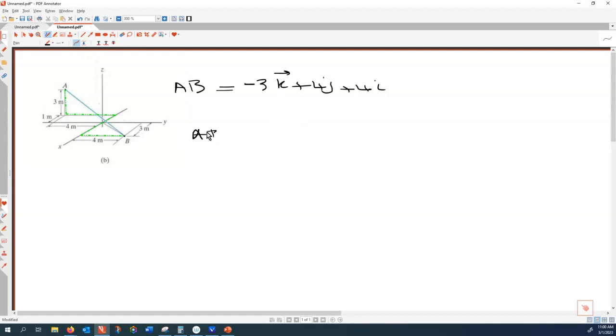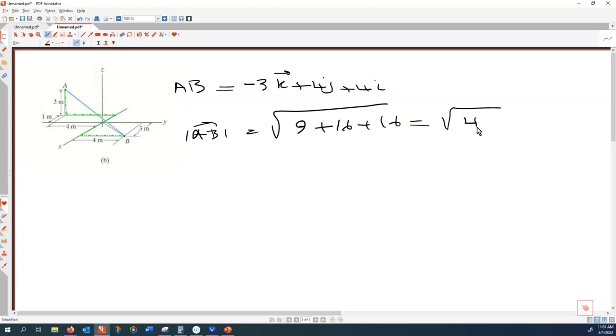So that is the magnitude of AB. That is 9 plus 16 plus 16, which is root 41. Okay, so the unit vector would be minus 3 over 41 k.